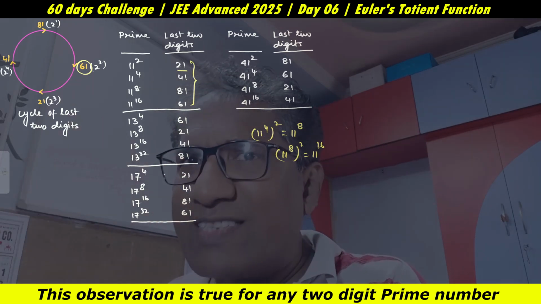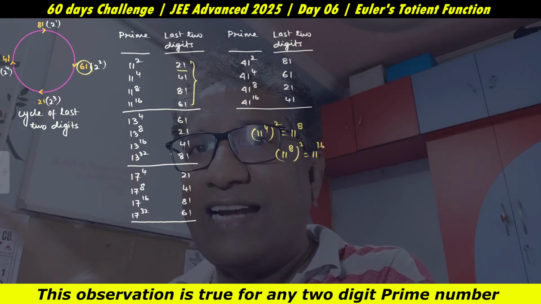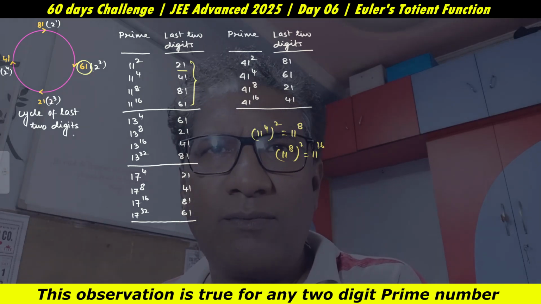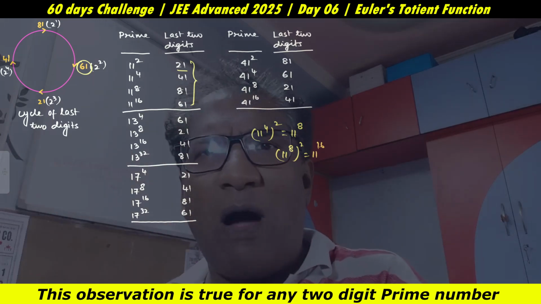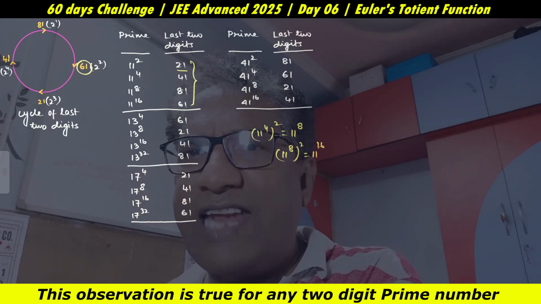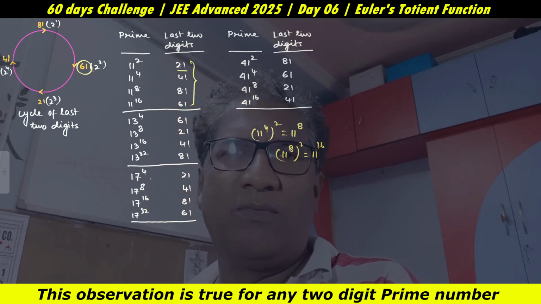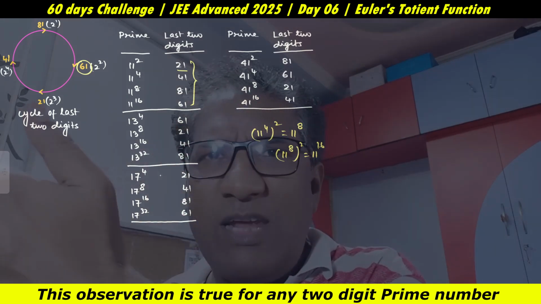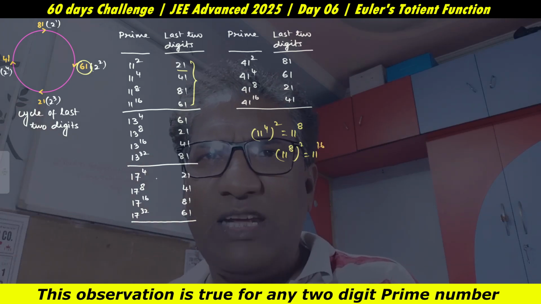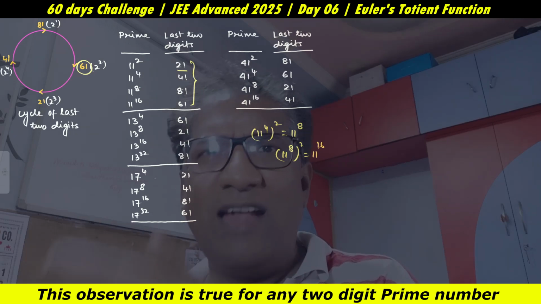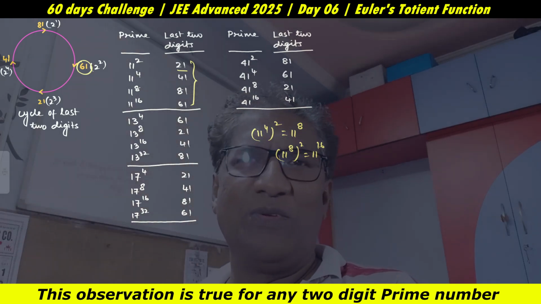Then according to the cycle, if you raise its power to 2, that is 13 to the power 8, the last 2 digits will be 21. Now again you raise its power to 2, that is 11 to the power 16. The last 2 digits will be 41, and this cycle goes on. So 81, 61, 21, 41. Again 81, 61, 21, 41. This goes on repeatedly.